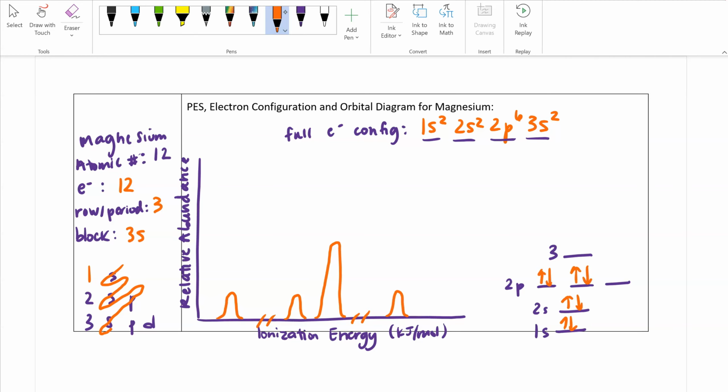Okay, so then I just have to distribute these all out based on my electron configuration. So I've got 1s2, 2s2, 2p6. Each one of these arrows is an electron. And then my 3s2, those are paired up.